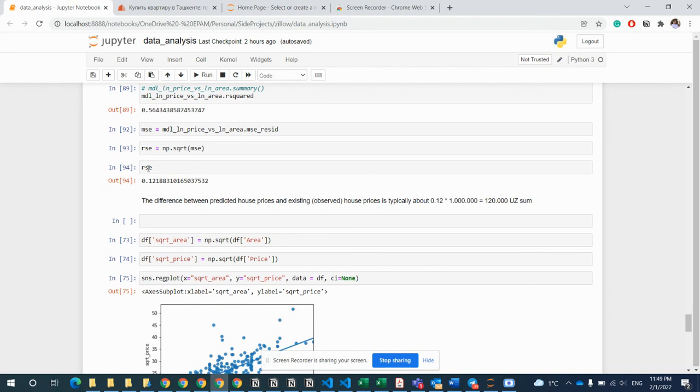And I can see this RMSE of 0.12. This is in the same unit as in y. So basically, this means that the difference between predicted house prices and existing, by existing I mean the actual prices in my data set, is typically about 0.12, and 0.12 should be multiplied by million because I divided by million earlier, so 120,000 Uzbek sums is the difference between my predicted prices and actual prices.